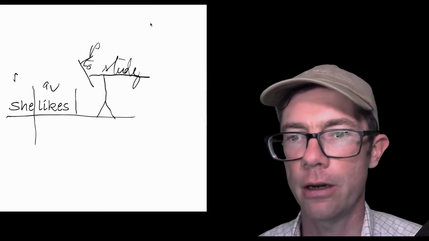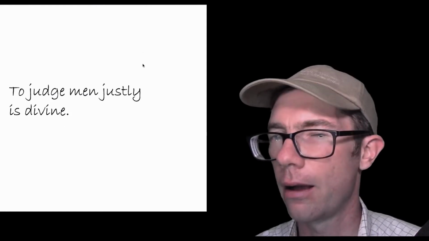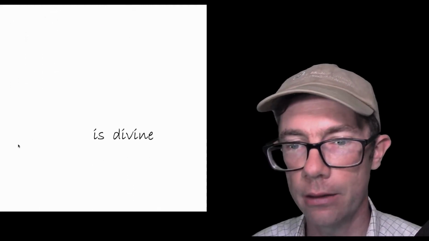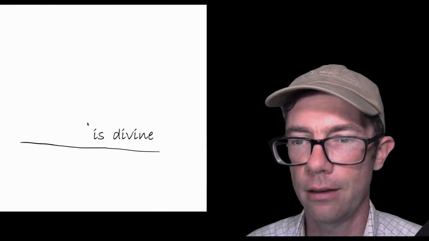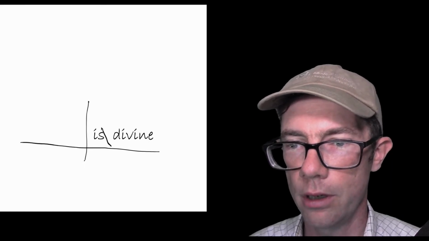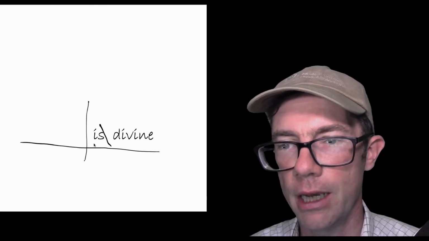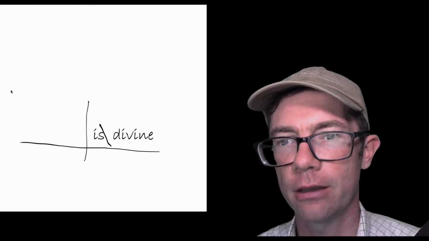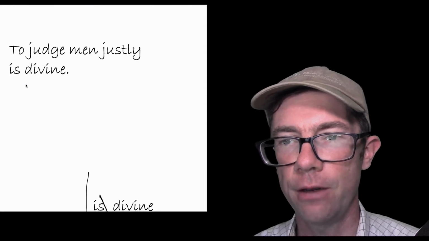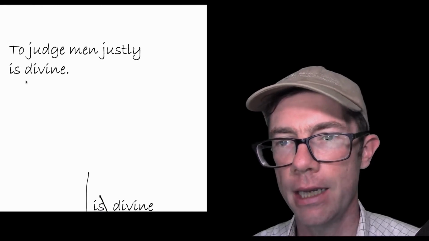All right, let's have a look at another sentence. To judge men justly is divine. Let's have a look. Okay, we can draw our baseline. Predicate line. Is, that's a linking verb. So we draw a line pointing back to the subject because divine, a predicate adjective, is a subject complement. It modifies the subject. But what is the subject? To judge. So to judge is our infinitive. If we ask the question, to judge what, we find that men is the answer.